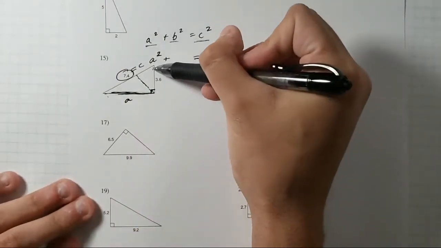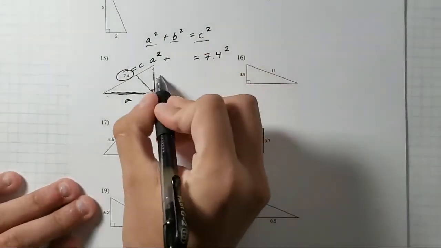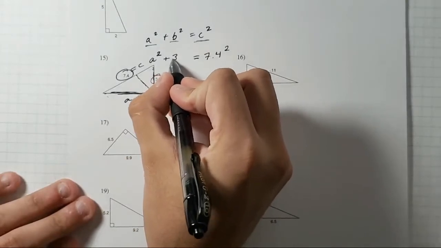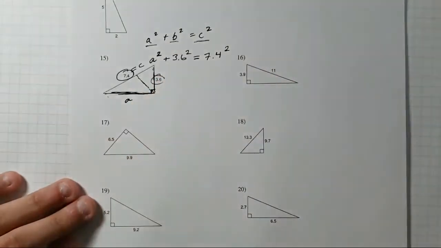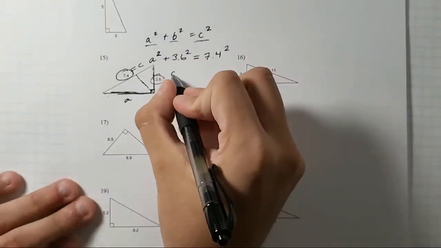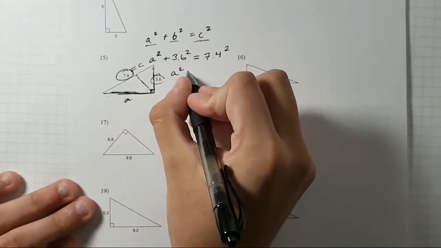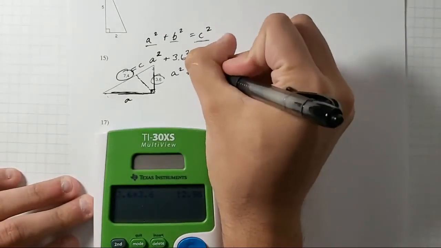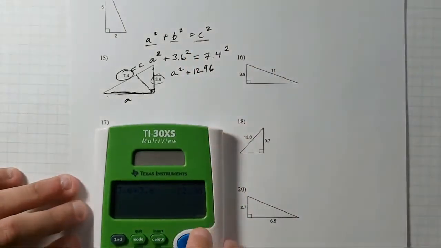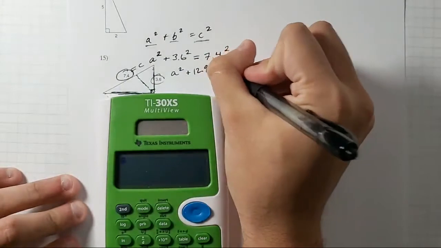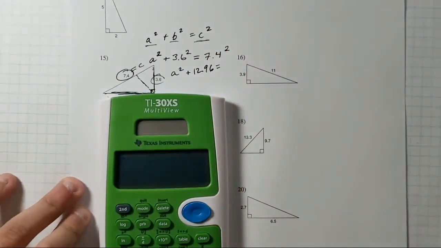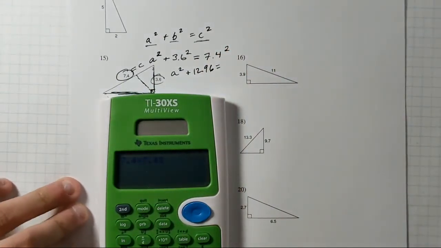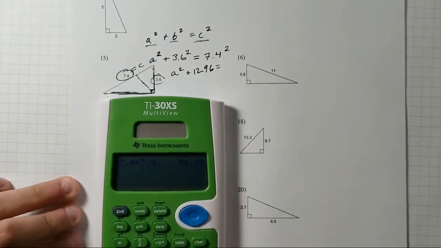B is the other leg. That's this leg. We know this leg. This leg is 3.6, so we'll do 3.6 squared. All right, so when we're doing this, we'll get A squared plus 3.6 squared. That's 3.6 times 3.6, 12.96. And then that's going to be equal to 7.4 squared. 7.4 times 7.4. That's 54.76.